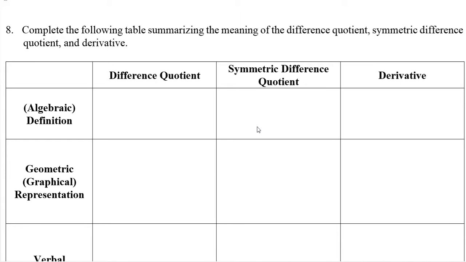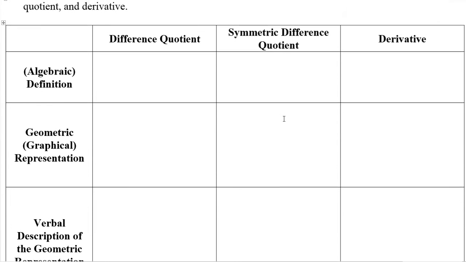Complete the following table summarizing the meaning of the difference quotient, symmetric difference quotient, and derivative. When I get to a problem here, what I'd like you to do is to stop and work these yourself, then come back and pause the question, pause the video, work the question, and then come back and check your answer. So in this column, answer these questions about the difference quotient. The middle column, the symmetric difference quotient, and the last one, the derivative.